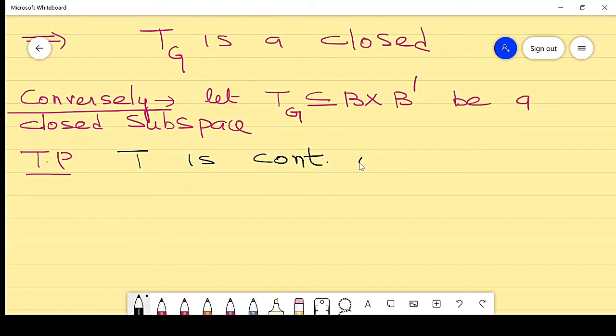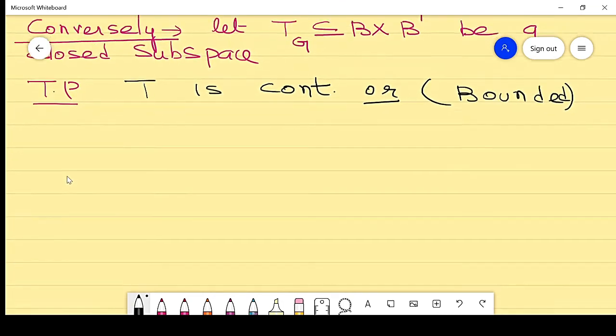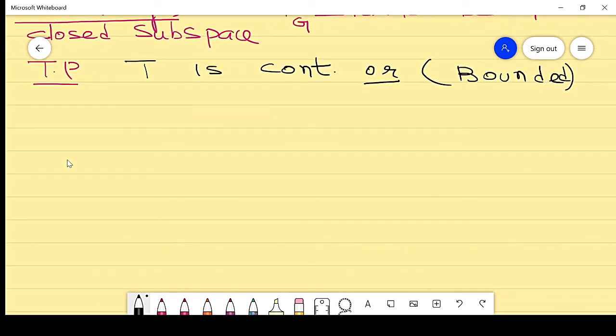Also, I can also show that T is bounded, because bounded operators are continuous. Now in the given part, the graph is closed. This closed set is a part of B cross B. So this B and this B, this is a Banach space.